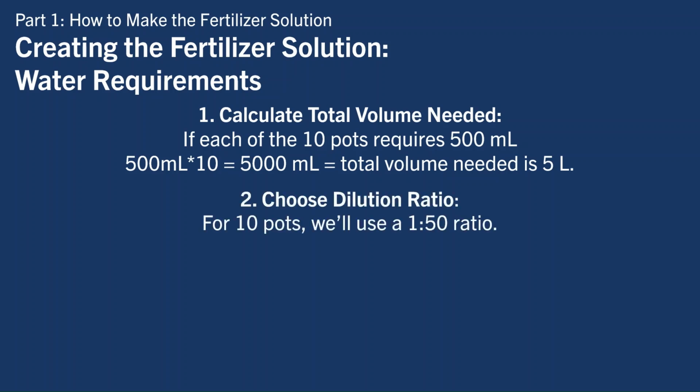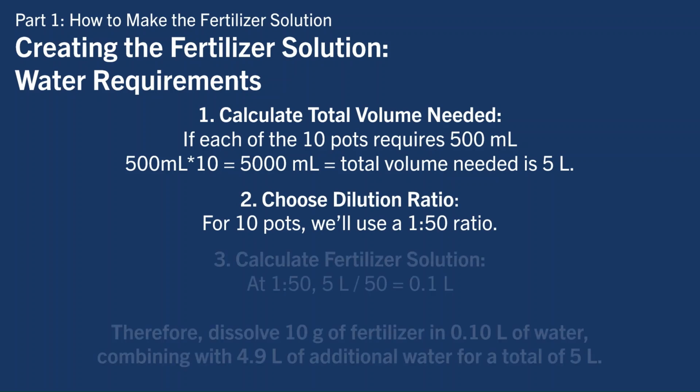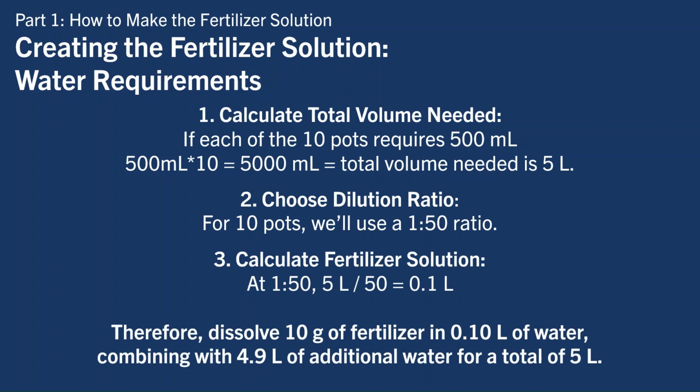The Dosatron unit provides different dilution ratios. Since we're using 10 pots, we'll select the 1:50 dilution ratio. To calculate the fertilizer solution, divide 5 liters by 50, which equals 0.1 liters. This means to prepare the fertilizer solution, dissolve 10 grams of fertilizer in 0.1 liters of water, then add an additional 4.9 liters of water, bringing the total volume to 5 liters.